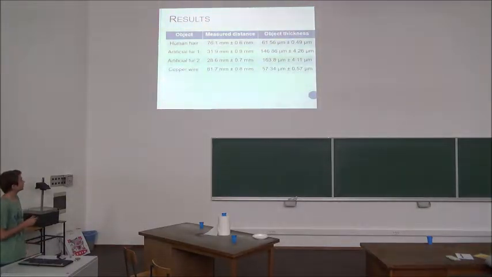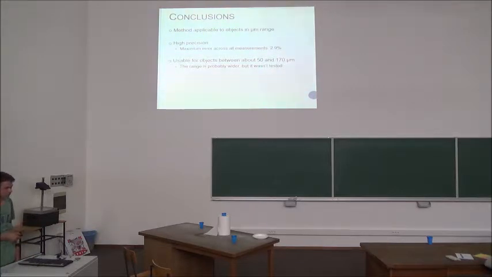You can see that the artificial furs are actually much thicker than human hair, which is why they don't feel the same. And the copper wire was actually thinner than the human hair. So the conclusion is the method is perfectly applicable to very thin objects in the micrometer range, tens of micrometers, and it is very precise because the maximum error across all the measurements for all the objects was only 2.9%.